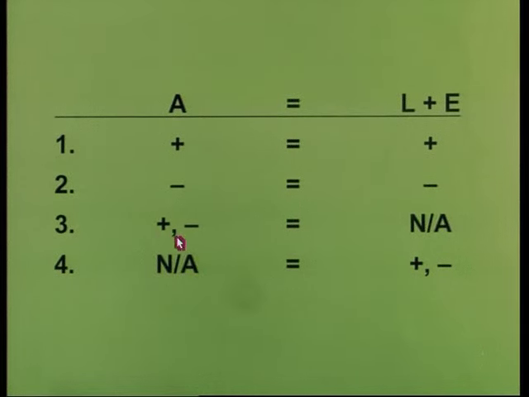A third option can be if the transaction only affects the asset side, then one asset will increase with a corresponding decrease of another asset. Then the other side will not be affected. And when the transaction affects the right side of the equation, that is the claim side or liability and owner's equity side, then one component will increase with a corresponding decrease in another component, and the left side, that is the asset side, will then not be affected.